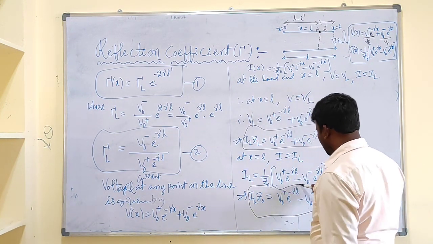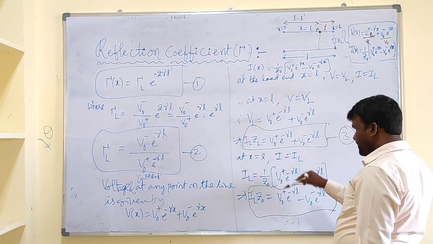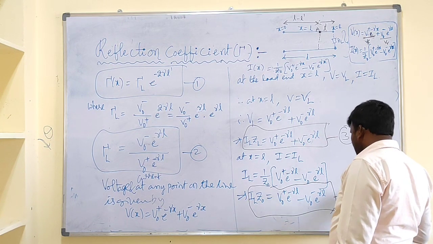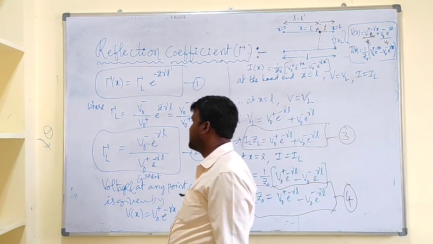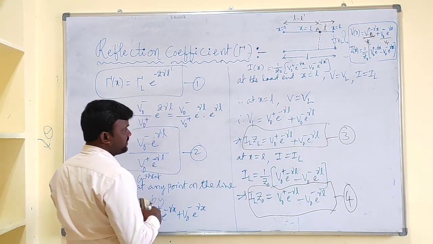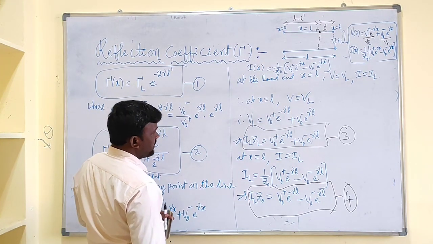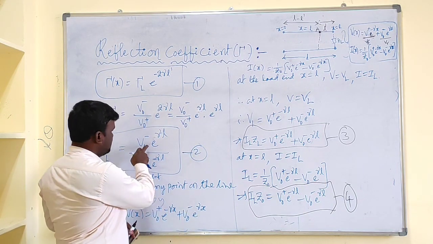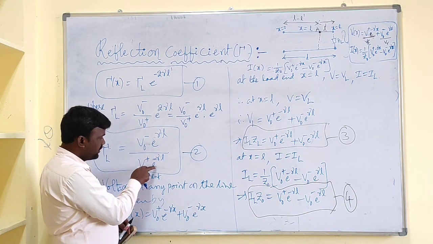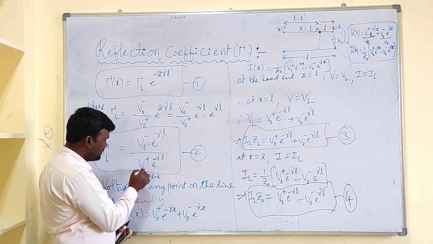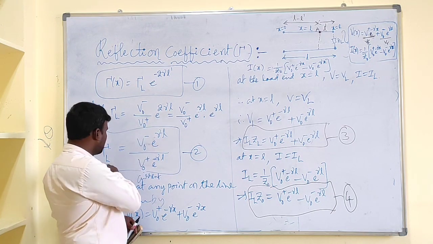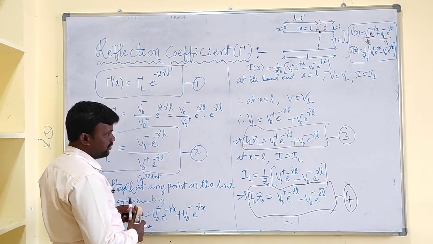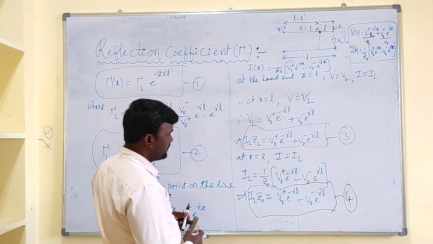Of course, we used this IL into ZL and IL into Z naught in the derivation of input impedance of the transmission line. Why do we consider it like this? Because we require V naught plus e to the power minus gamma L here, and V naught minus e to the power gamma L, to get the reflection coefficient at any point, the reflection coefficient at the load.